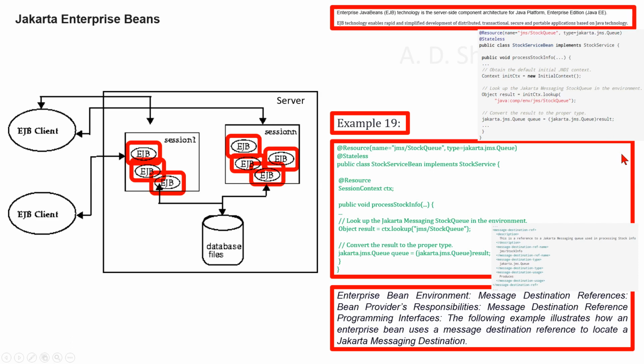Declaration of the message destination references in the deployment descriptor. Although the message destination reference is an entry in the enterprise bean's environment, the bean provider must not use the env-entry element to declare it. Instead, the bean provider should declare all references to the message destination using either the Resource annotation in the bean code or the message-destination-ref element in the deployment descriptor. This allows the EJB JAR consumer to discover all the message destination references used by the enterprise bean.